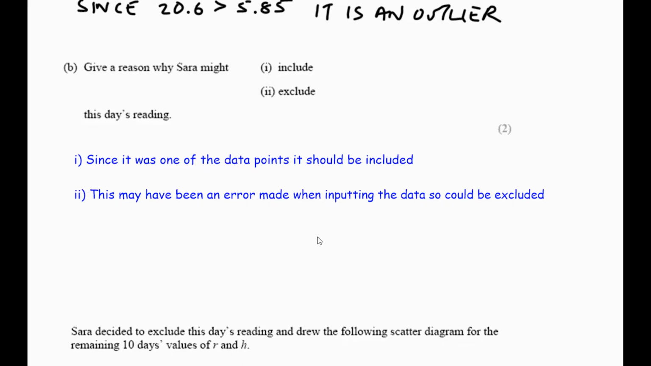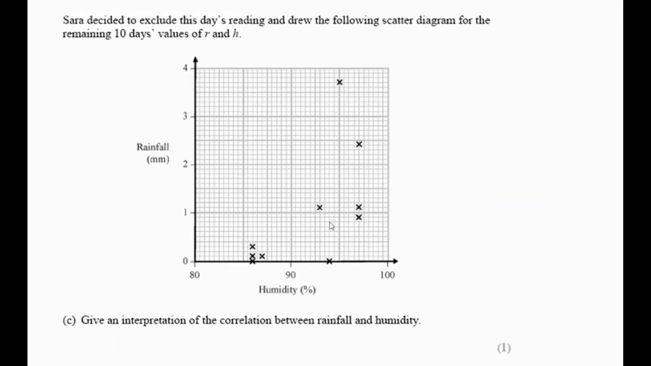These outliers can be argued both ways as to whether to include or to exclude, and it might take a little bit more investigation to decide whether or not to include your outliers. Okay, so Sarah decided to exclude this day's readings and drew the following scatter diagram for the remaining 10 days. Give an interpretation of the correlation between rainfall and humidity.